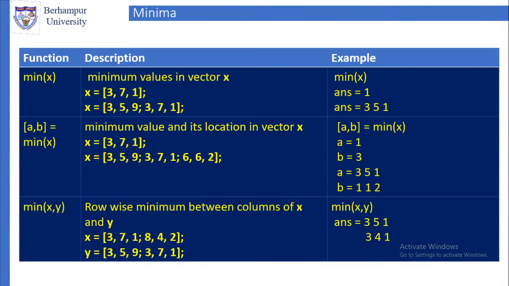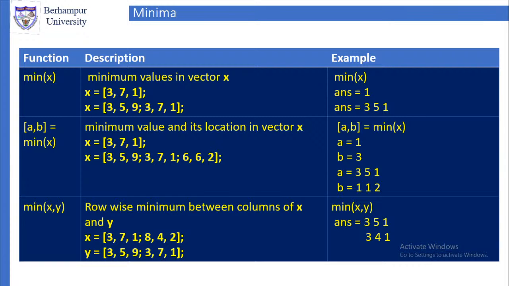For the first row it is 3, the second row minimum is 5, the third row minimum is 1. Then the first row minimum between the two columns is 351, second row 8 and 3, 3 is the minimum, 4 and 7, minimum is 4, 2 and 1, minimum is 1. So 3, 4, 1. So this is about the minima functions.